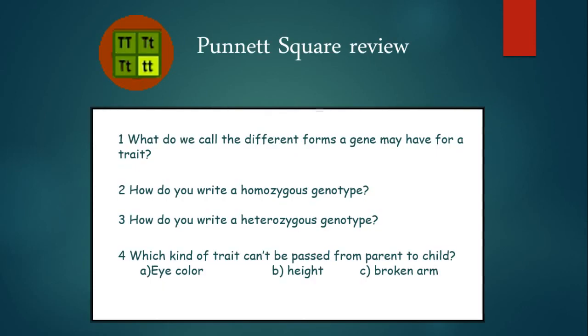Just a quick review. What do we call the different forms a gene may have for each trait? How do you write a homozygous genotype? How do you write a heterozygous genotype? Remember that genotypes use capital and lowercase letters to represent the genes that an organism has. And finally, which kind of trait cannot be passed from parent to child? A, eye color, B, height, or C, a broken arm. If you have any questions about drawing Punnett squares, please make sure you send me a message so that you are in good shape for our next assignment.